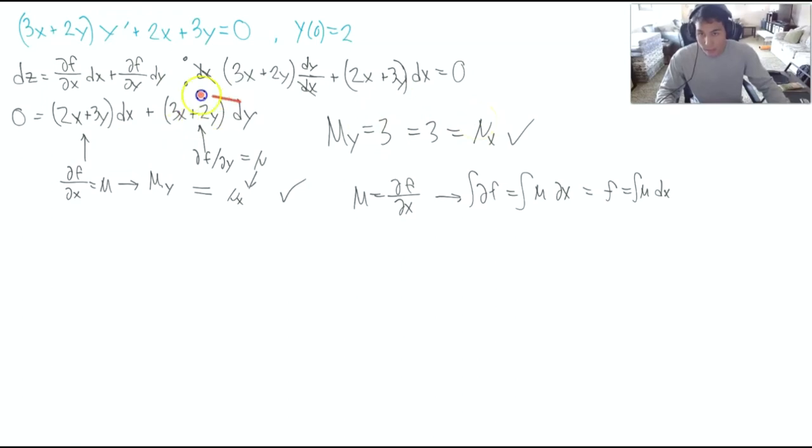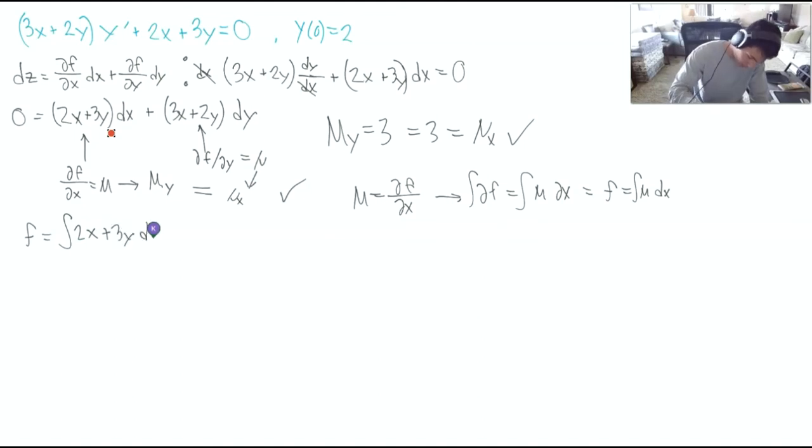So, by the way, you could pick either side. Just pick this side right now because it's like the easiest one. It's also equally as easy on the right-hand side too. Okay, so f is equal to what? The integration of 2x plus 3y dx, my bad.